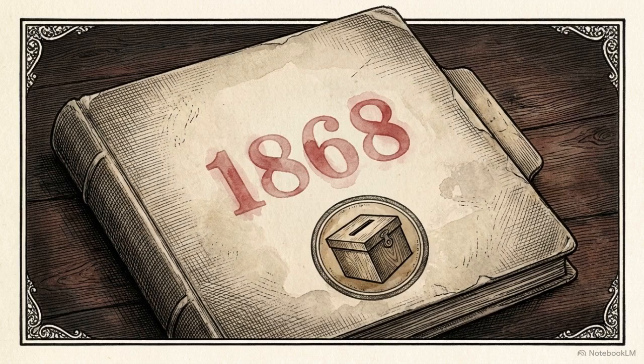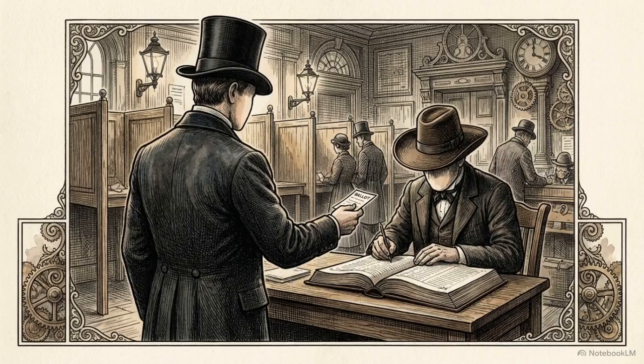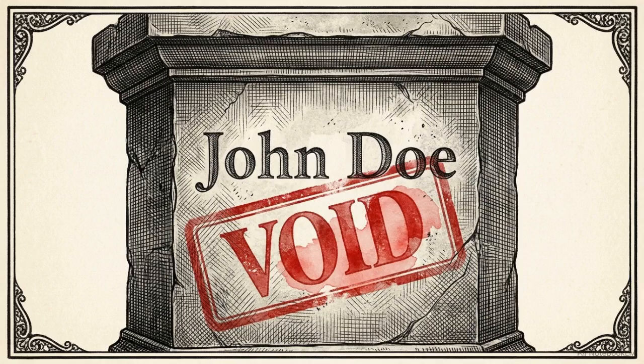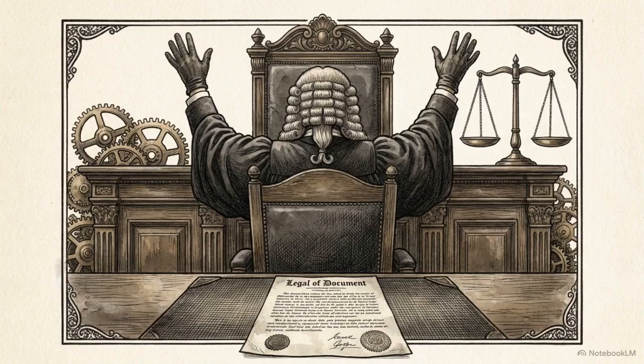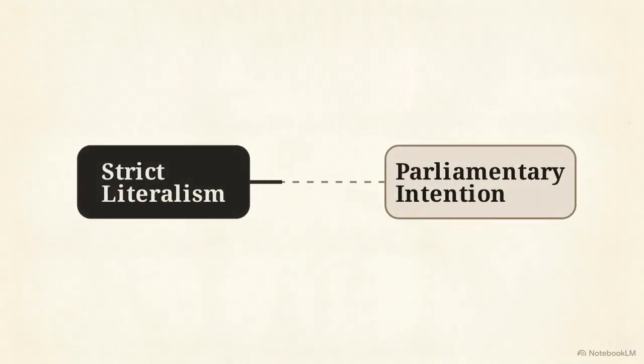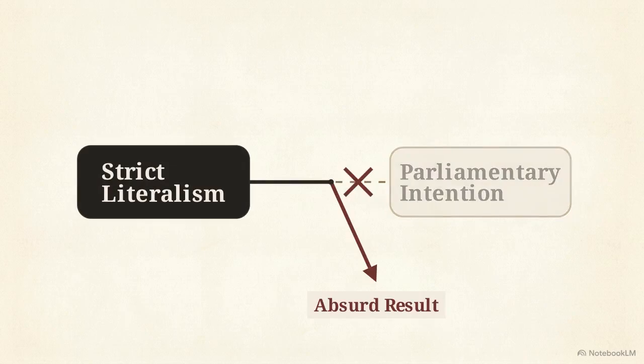We see the limits of this rule in the 1868 case of Whiteley v. Chappell. The defendant was charged with impersonating a person entitled to vote. The issue was that the individual he impersonated was dead. On a literal construction, a deceased individual is not a person entitled to vote. The court reached the reluctant conclusion that the defendant could not be convicted. It is a clear example of how strict literalism can actively defeat the intention of Parliament.